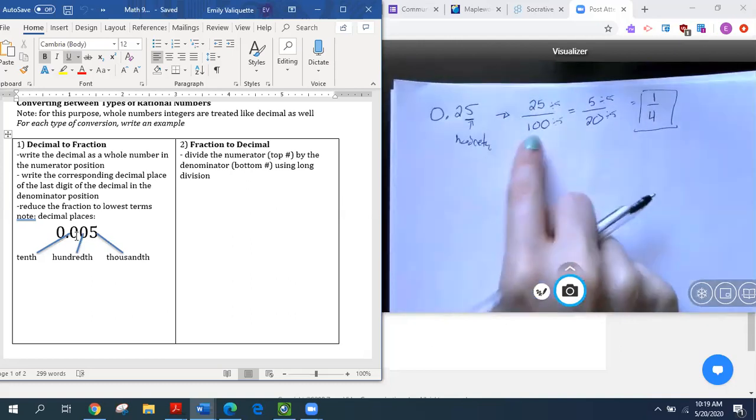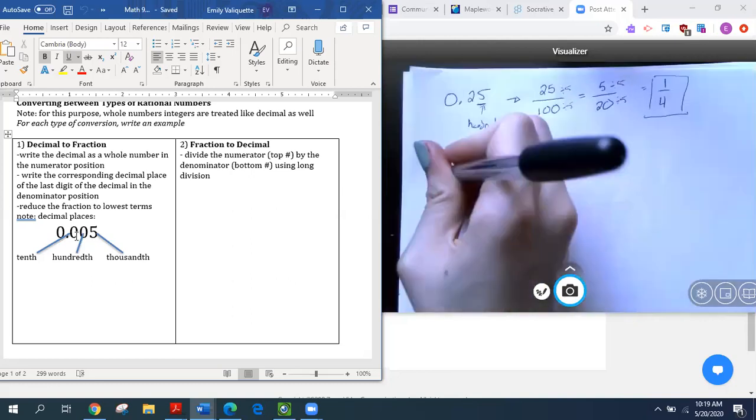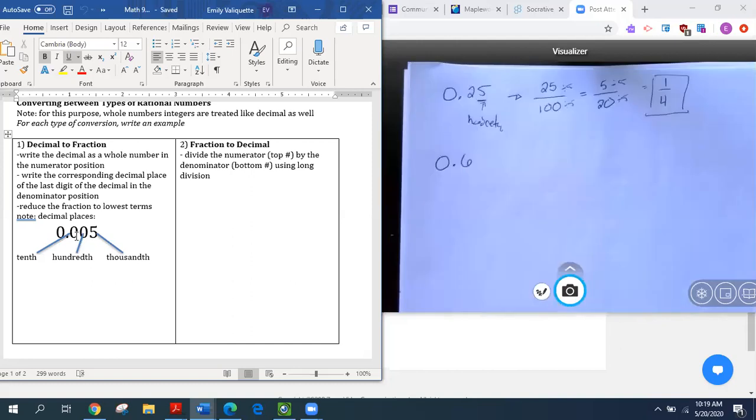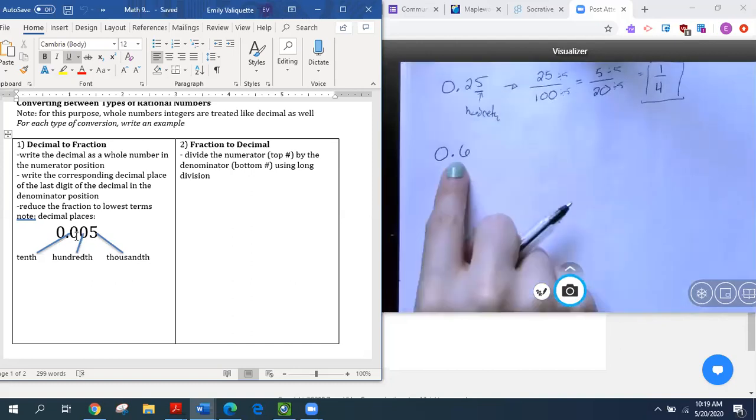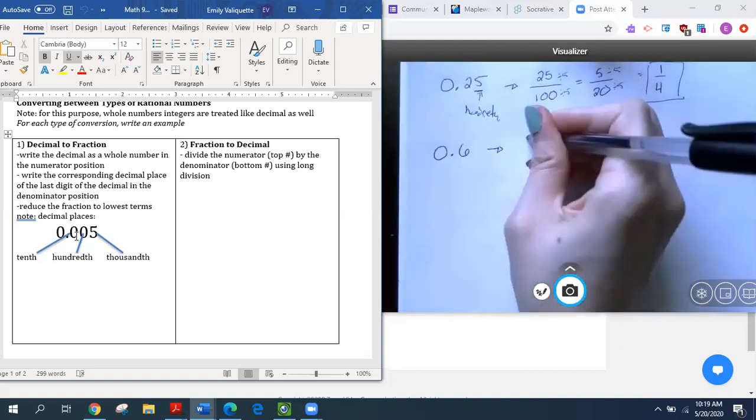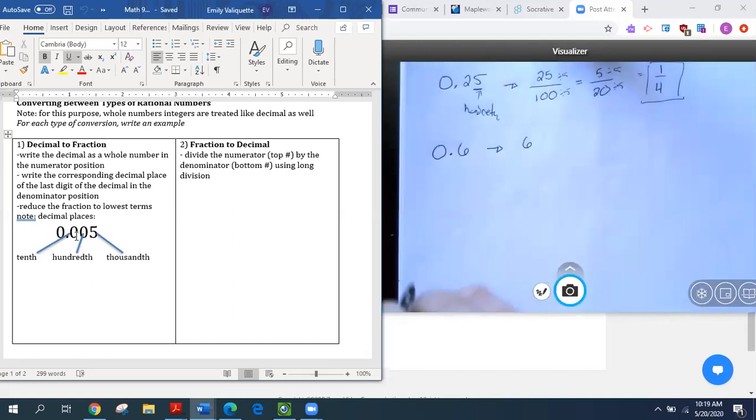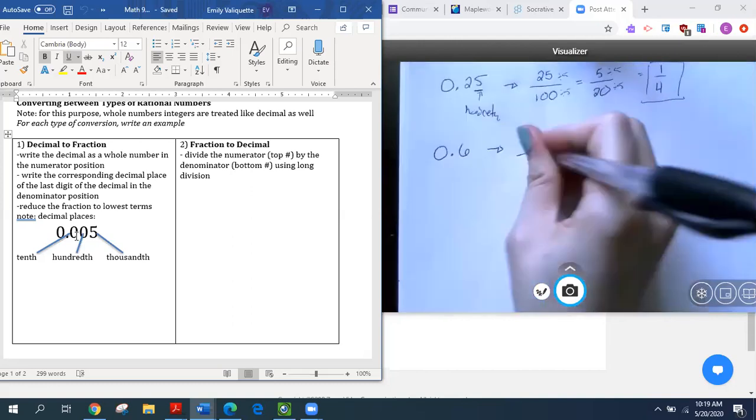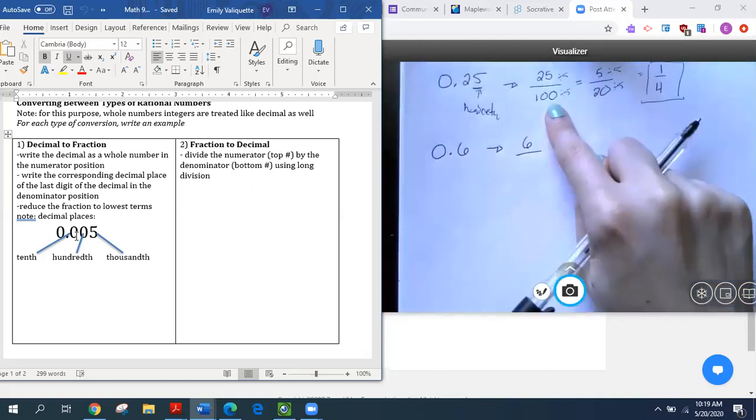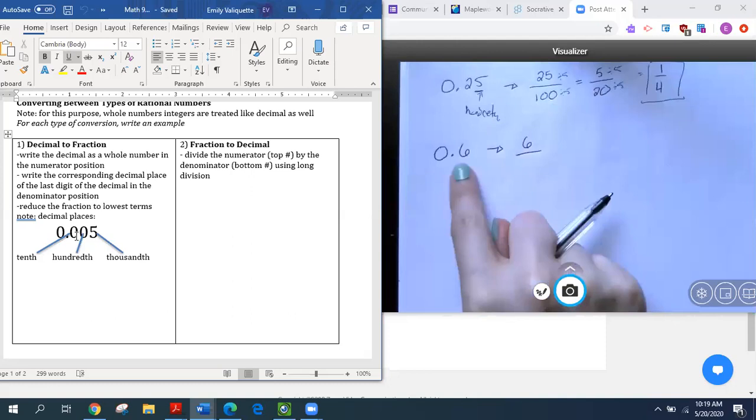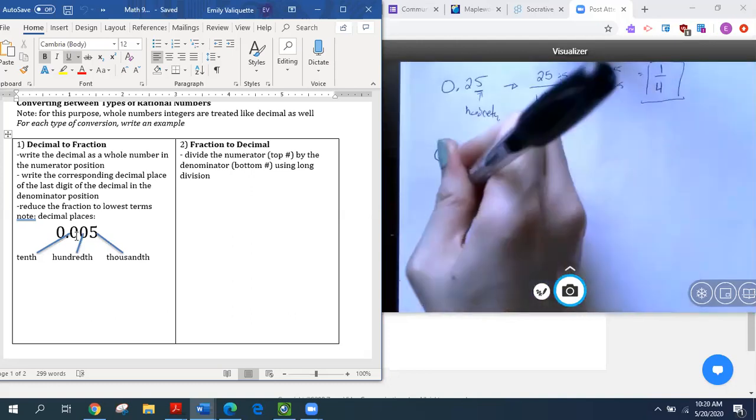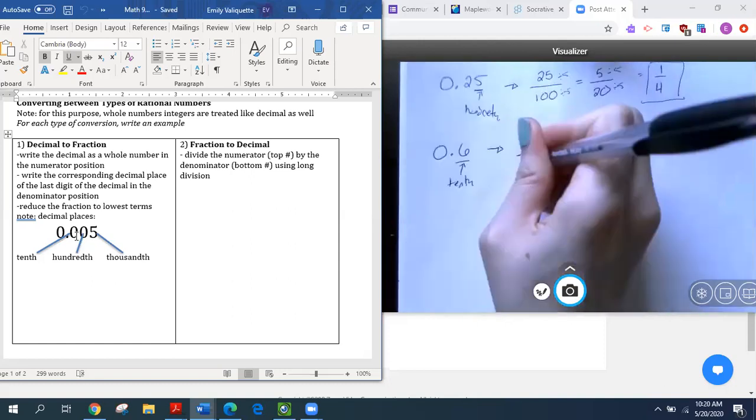Okay, let's try it again if I have something like 0.6. This time, I can write my number 6 on the top, because again, I'm just ignoring the decimal. And the bottom this time isn't going to be 100 because this only goes to the 10th position. So it's just going to be over 10.